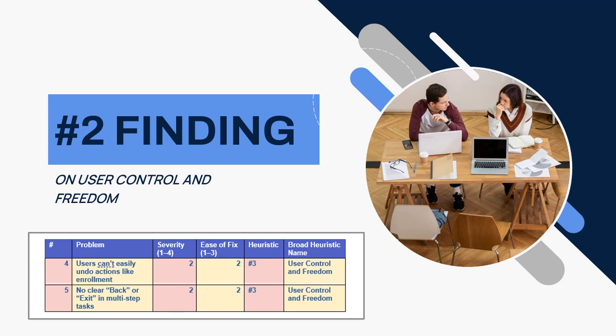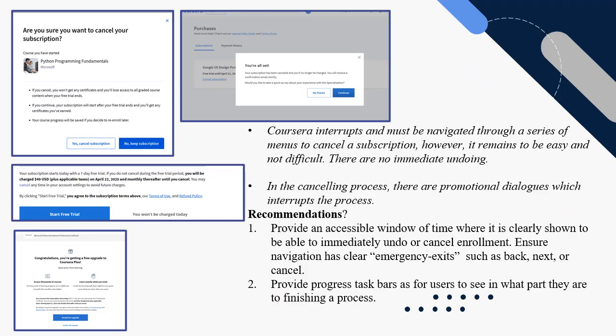Then we review our second finding on user control and freedom, where we have identified 2 problems. Users cannot easily undo actions like enrollment, and there are no clear back or exit navigations in multi-step tasks. As this slide shows, we have an image which shows how Coursera interrupts and must be navigated through a series of menus to cancel a subscription.